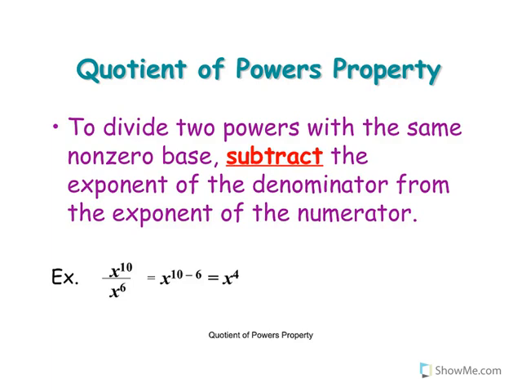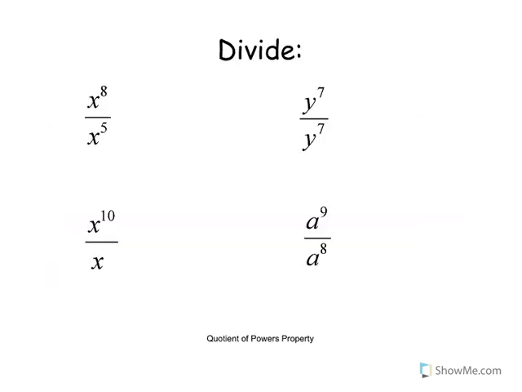So all you need to get in your notes here is our quotient of powers property, that if we're dividing two powers with the same non-zero base, right? As always with laws of exponents, we need the same base. You're going to keep the base and subtract the powers.